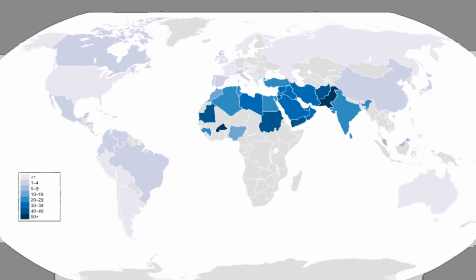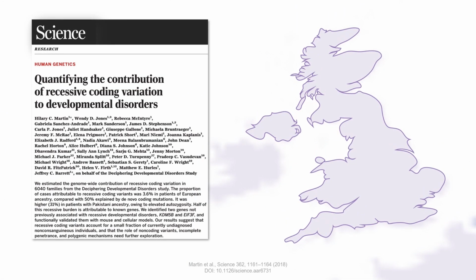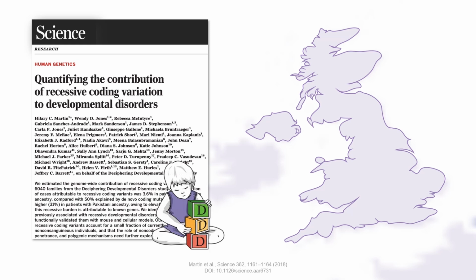For example, Martin et al. recently showed the impact of different mating schemes on AR-ID prevalence within the same healthcare system, the NHS of the UK. Using data from the Deciphering Developmental Disorders study, they found a higher prevalence of AR-IDs in patients with Pakistani ancestry, who are characterized by a higher rate of consanguinity than in patients of European ancestry.